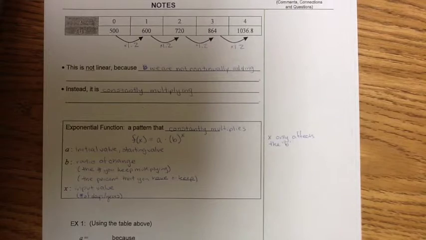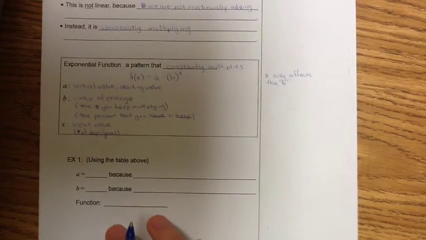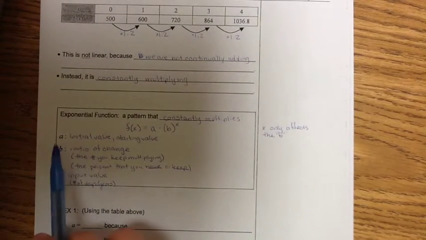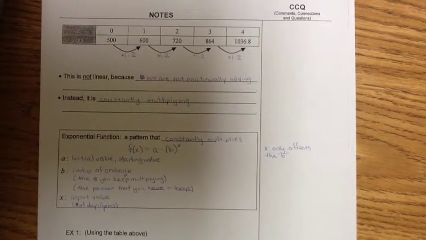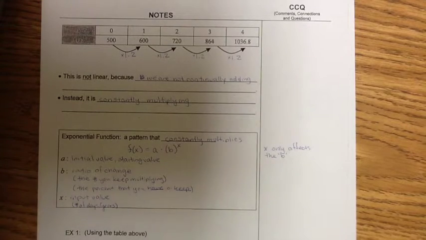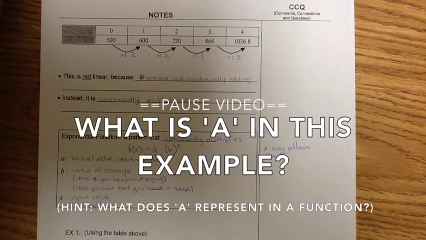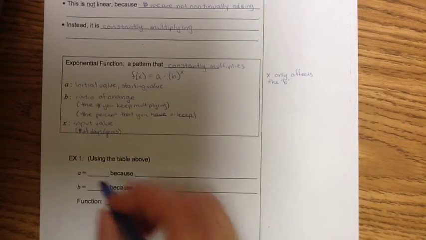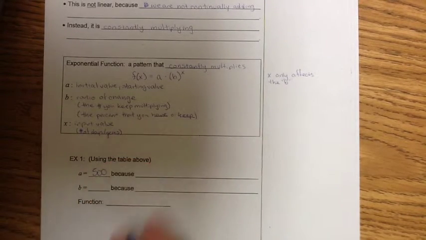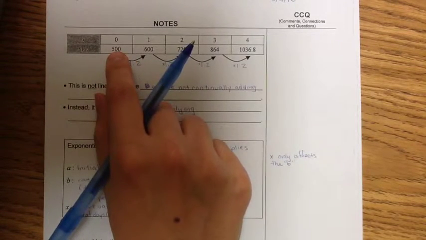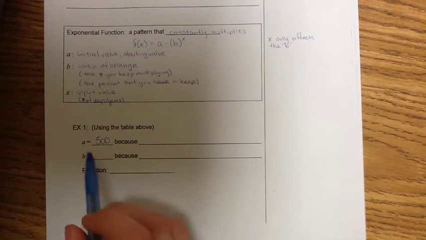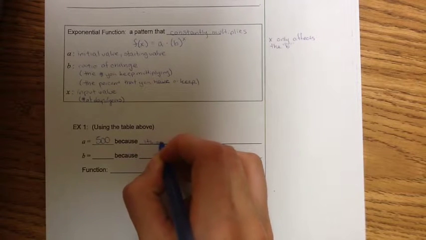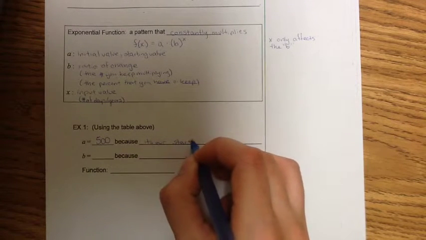So let's go ahead and walk through an example. Using the table above, what is my a? Remember that our a is our initial value or starting value. So looking at the table, I want you to figure out what is our a. So our a in this case is 500. Because if we look at the table, that's the value we're starting at. We're starting at 500. So go ahead and write in your notes, a is 500 because it's our starting value.